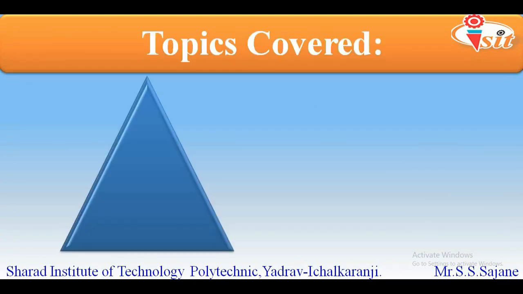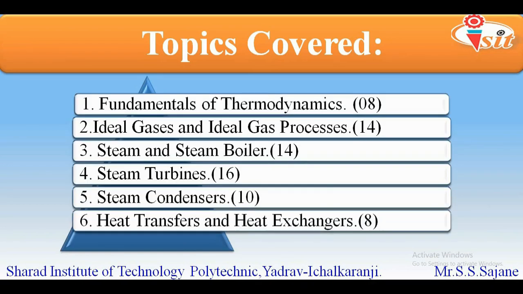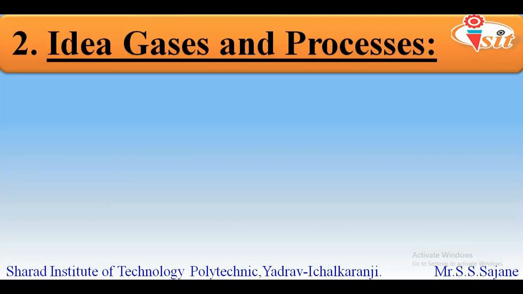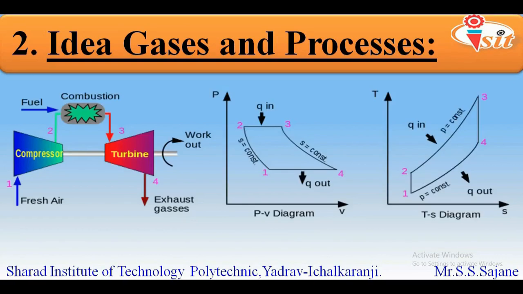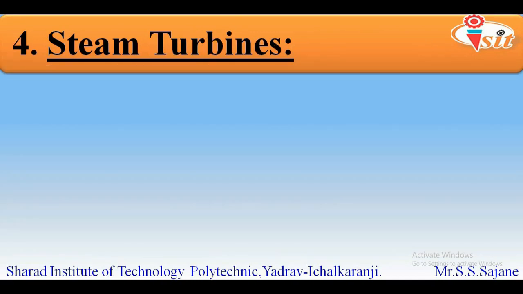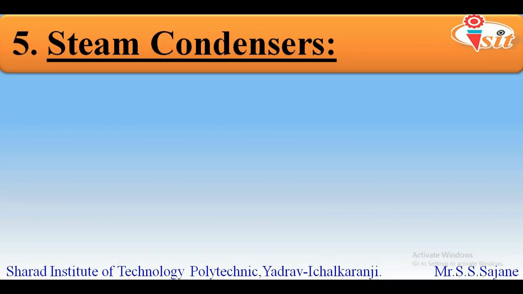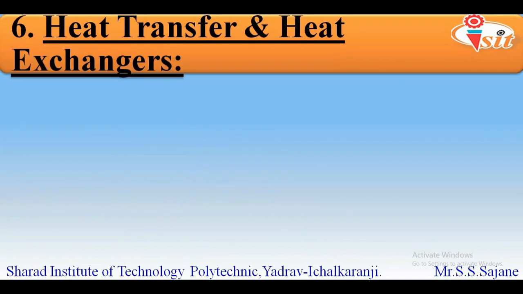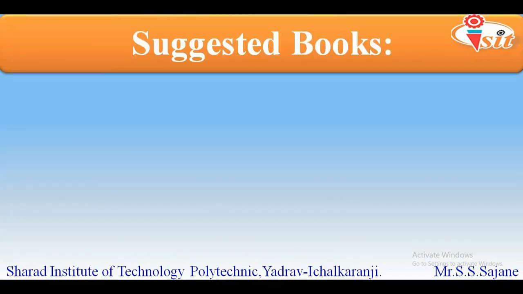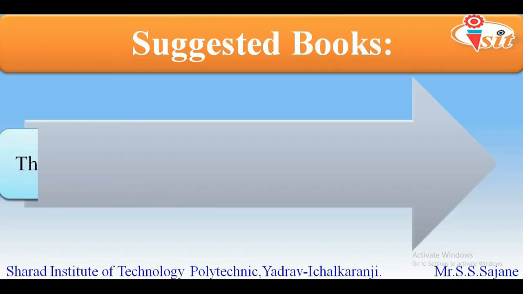We have seen what are the topics in this subject. So these six chapters we are going to study, and we have seen some basics of what we are going to study in each topic. Fundamentals of thermodynamics, ideal gases and process, and the third chapter steam and steam boilers. And the next chapters are steam turbines, steam condensers, heat transfer and heat exchangers. So in this way, we are going to study these 6 chapters under this subject. 3 books that I have recommended.